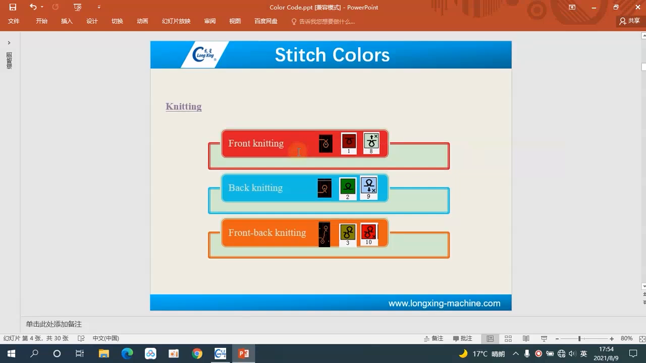Now we will introduce the colors in groups. First, the basic stitch colors. The first basic color is the knitting color. Knitting colors include front knitting, back knitting, and front back knitting. See the knitting animation.